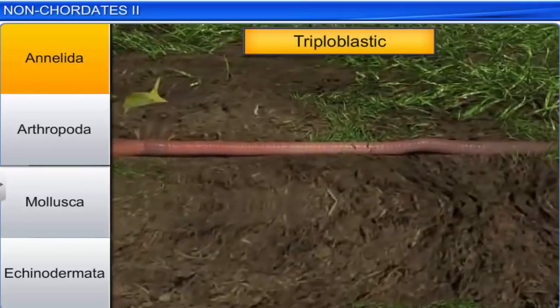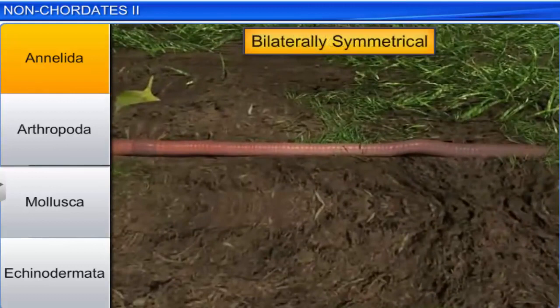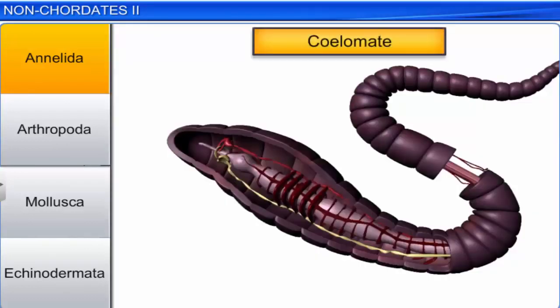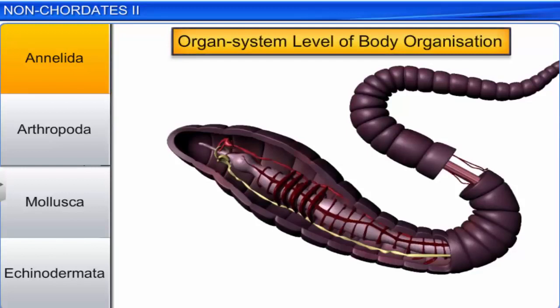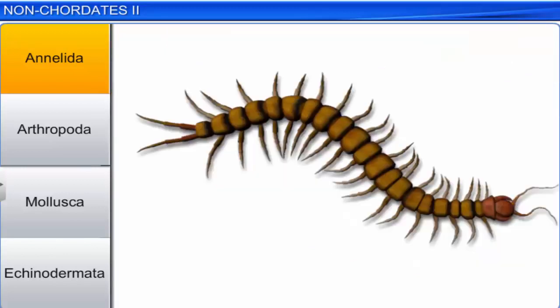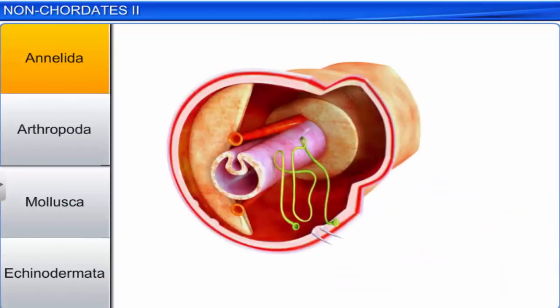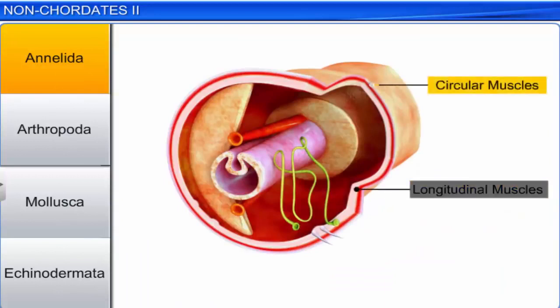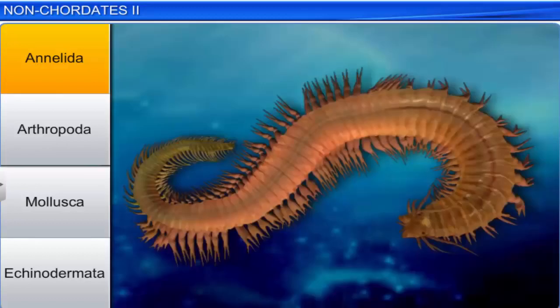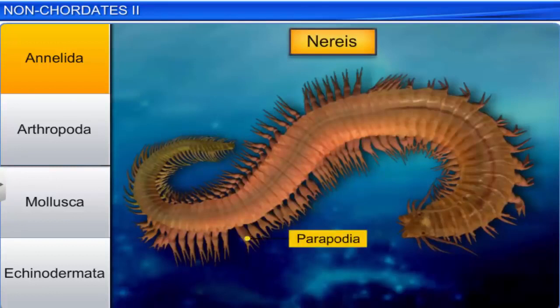Annelids are triploblastic, bilaterally symmetrical, coelomate animals with an organ system level of body organization. These animals have well-marked segments or metameres on their body. Annelids move with the help of longitudinal and circular muscles. Along with these muscles, setae are also helpful in movement. Aquatic annelids like Nereis have lateral appendages called parapodia for swimming.